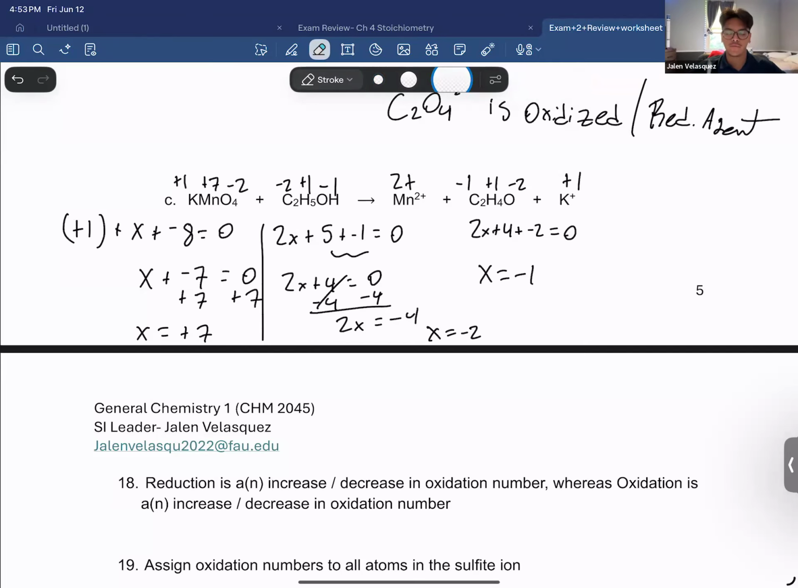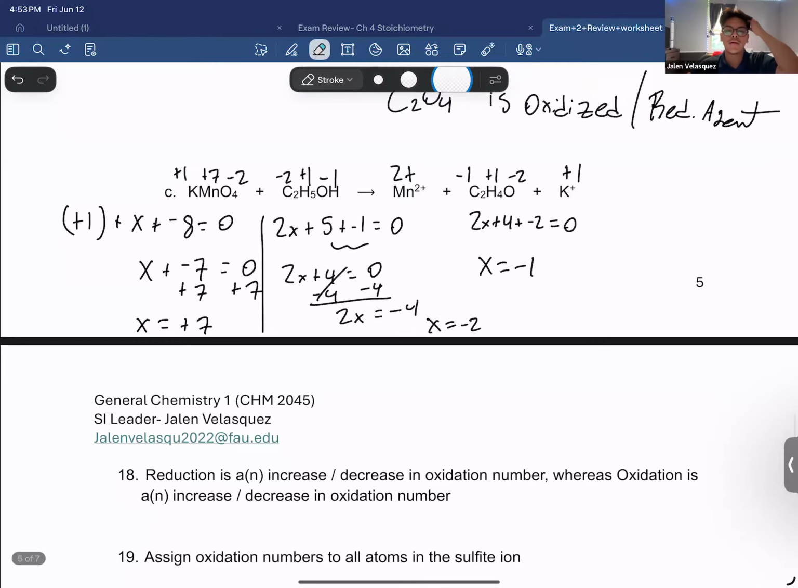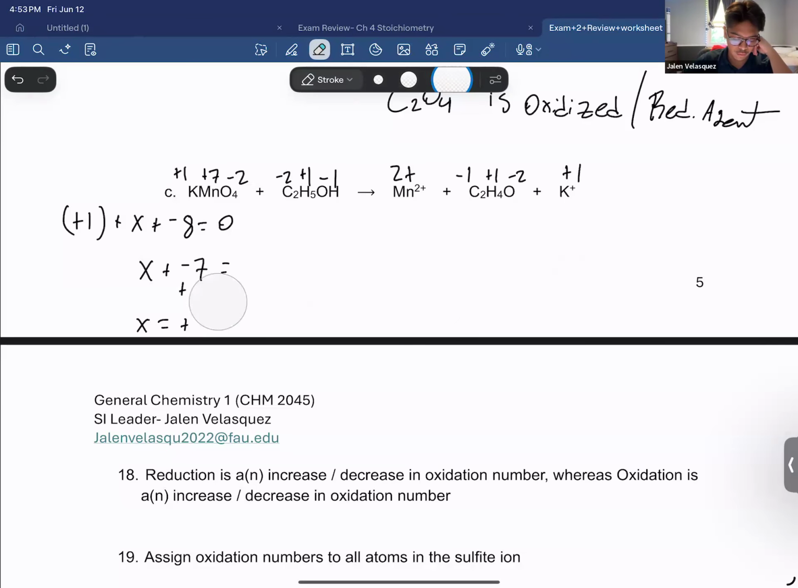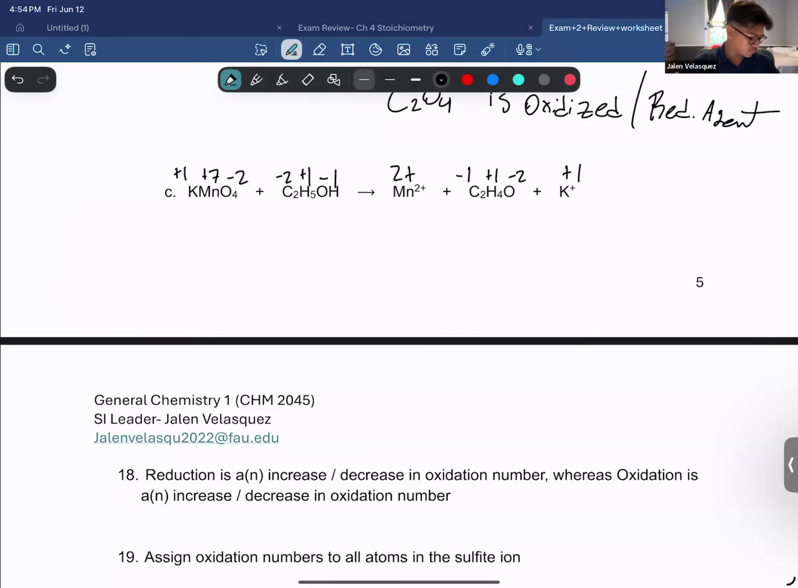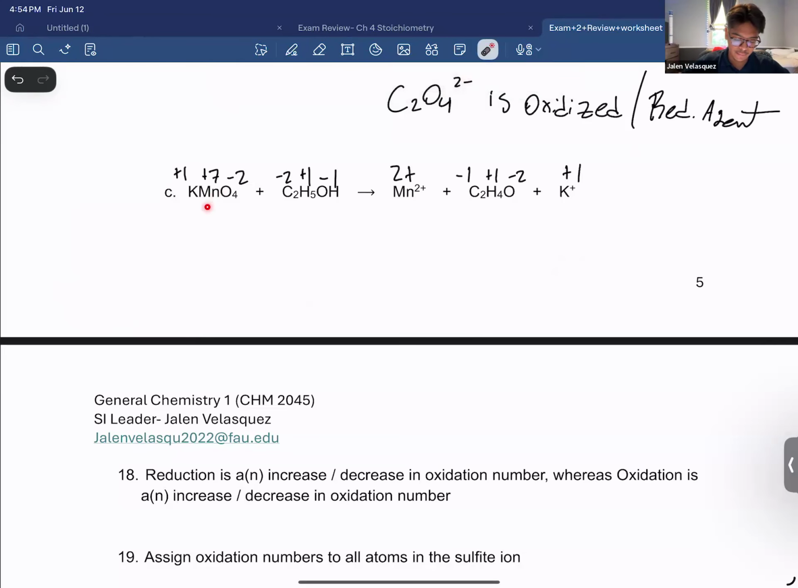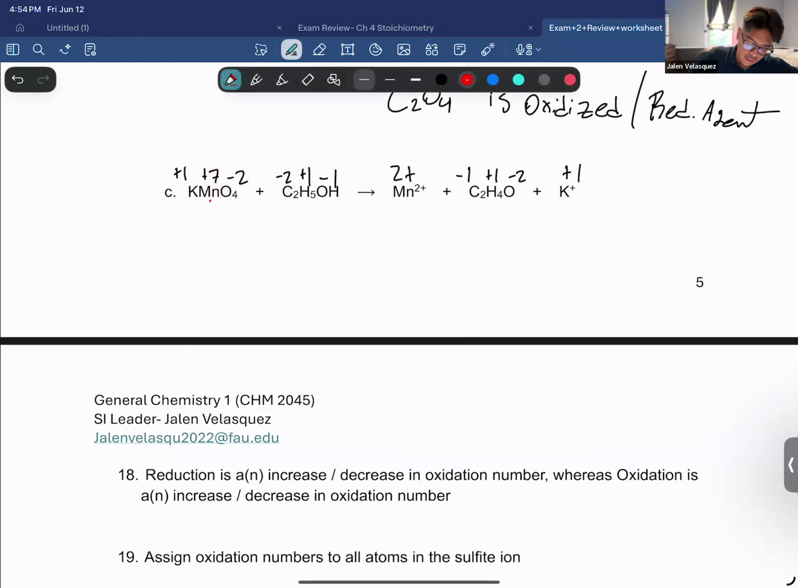Okay, any questions about solving for the unknowns here? All right, so now we can make our comparisons and figure out what's oxidized, what's reduced, right? So let's look at the manganese here in KMnO4, right? So manganese goes from +7 to +2. That is getting more negative, right? So more negative, it's gaining electrons. So this is going to be reduced. That also makes it the oxidizing agent.